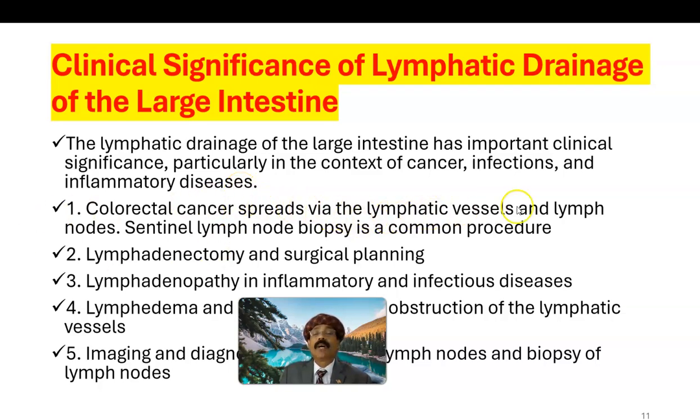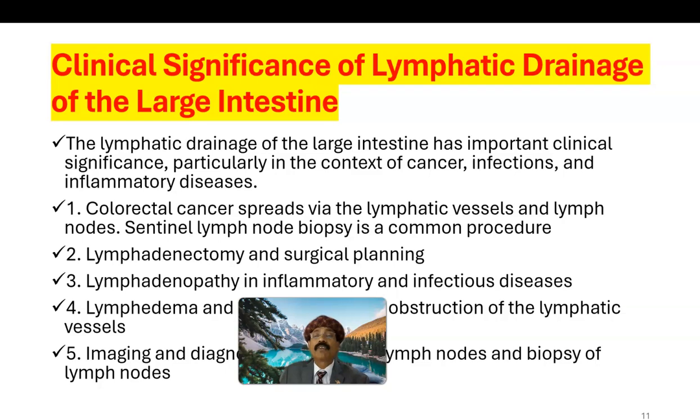Colorectal cancer spreads via the lymphatic vessels and lymph nodes. Sentinel lymph nodes are like a sentry, an initial guard. Lymph node biopsy is a common procedure. Lymphadenectomy and surgical planning: the surgeon can decide the location of the cancer, take out part of the large intestine, and take out the lymph nodes.